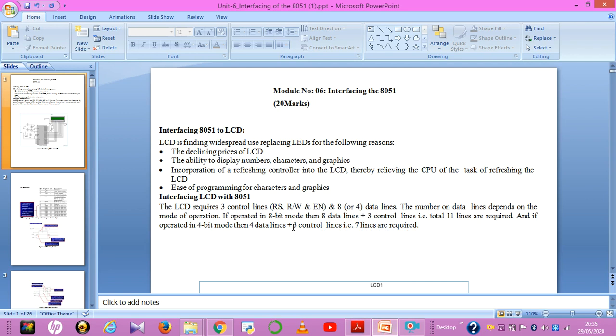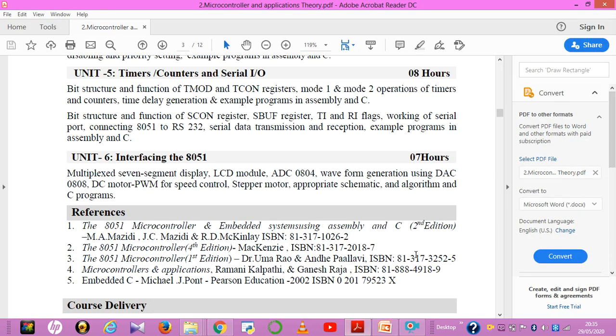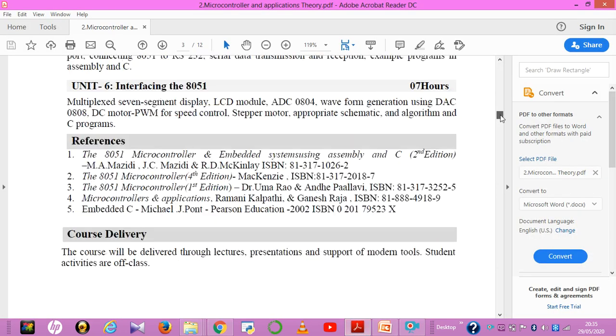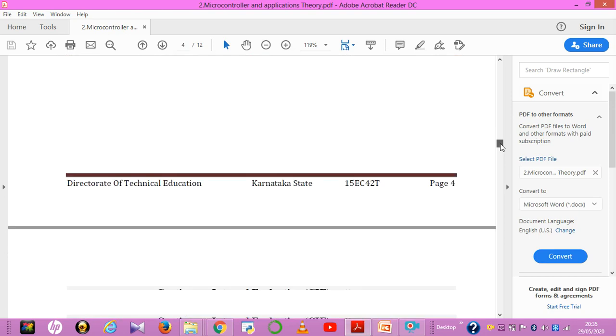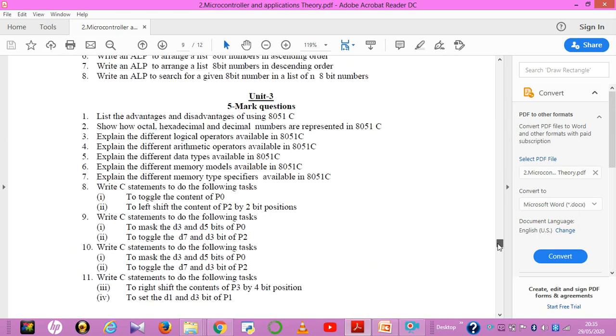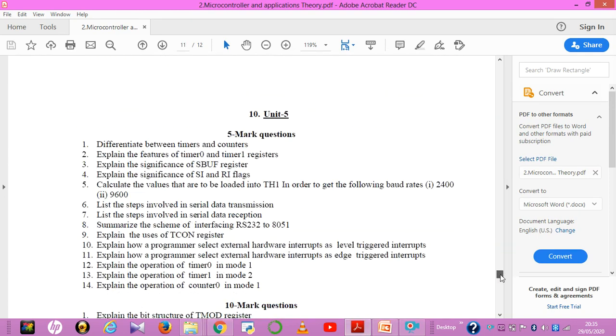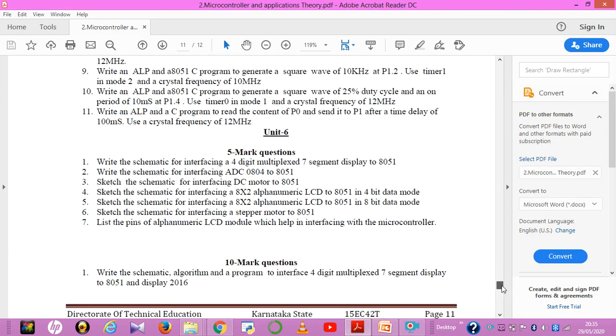of the 8051 with peripherals. And the important questions on this unit, we'll see from the question bank from Unit number 6. So these are the important questions you are going to get. They are going to ask for 5 marks.